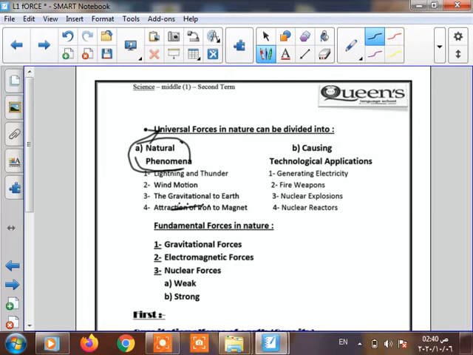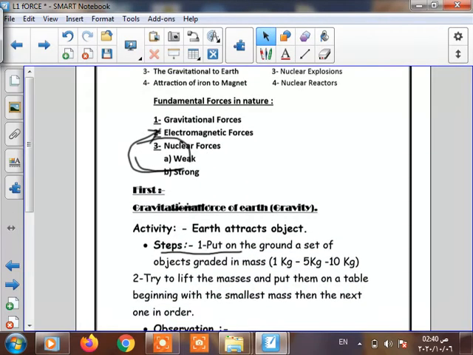There is another classification of forces, which is fundamental forces in nature. We have first the gravitational forces, related to the Earth attracting any object on it. Then electromagnetic forces and nuclear forces, which are divided into weak and strong. First, the gravitational force of Earth, or the Earth's gravity.